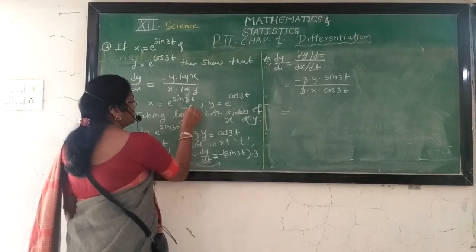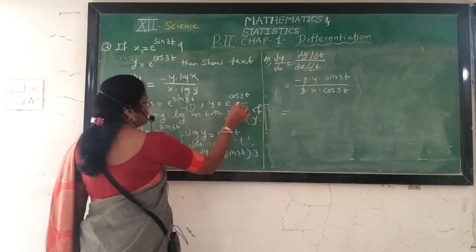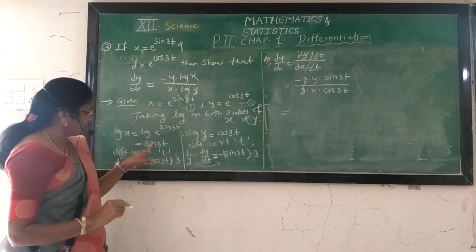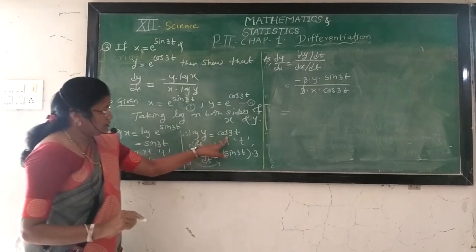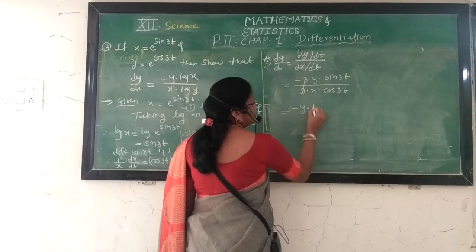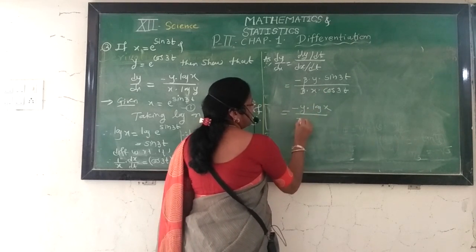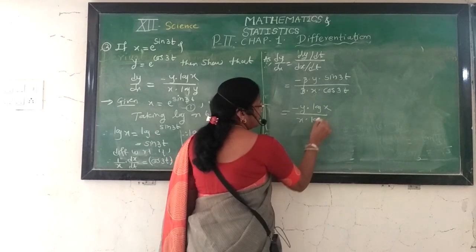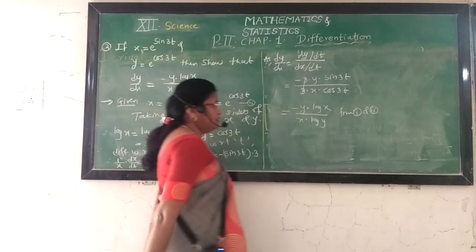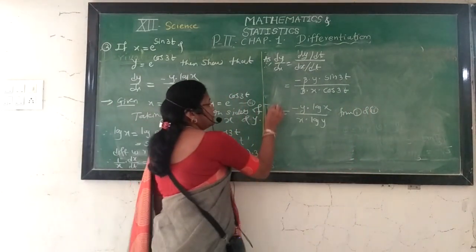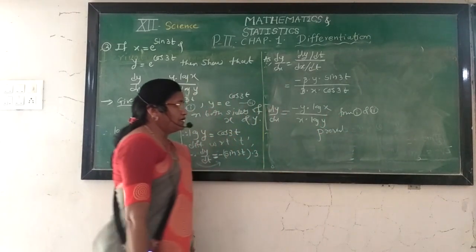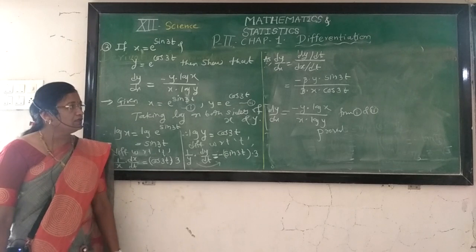Now using equations 1 and 2, by taking their log, we get the value of sin 3t is log x and the value of cos 3t is log y. So replace minus 1 sin 3t with log x and x cos 3t with log y from 1 and 2 by taking their logs, and that is the result for dy by dx, which is proving here minus y log x upon x log y.